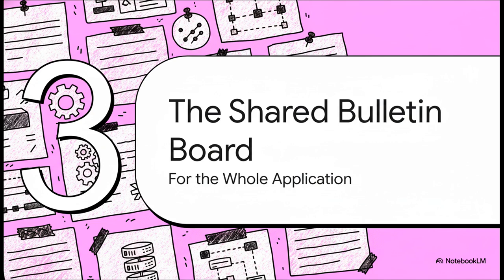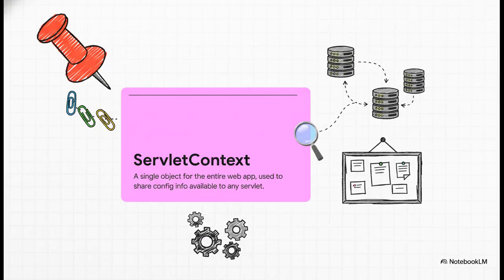Okay, that's cool. A personal sticky note is great for one component. But what if you have information that every single part of your application needs to know? Well, for that, we need to upgrade. We're going from a sticky note to a big, shared bulletin board. This bulletin board is called the server context. And unlike the sticky note, the server only creates one of these for your entire application. It's a global, shared space where you can post information that anybody, any servlet, any page, any part of your app might need to see.